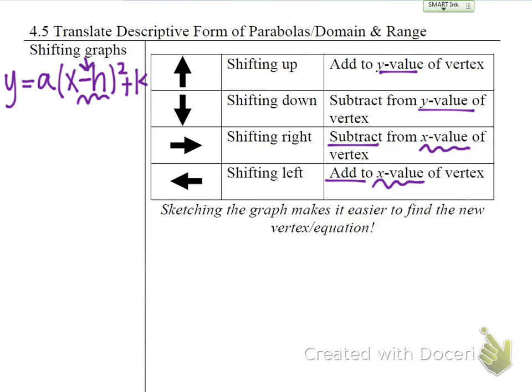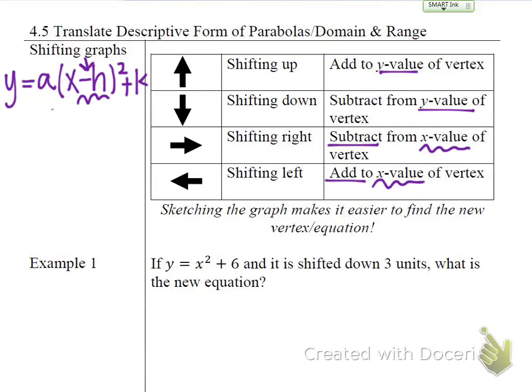Okay, so the y behaves exactly how we expect it to. When you shift up, you add. When you shift down, you subtract. But the x, because of that x minus h, is actually behaving the opposite of what you think. So when you're shifting to the right, you subtract, and when you shift to the left, you add. I always find that sketching the graph makes it easier, and then you can find the new vertex and plug it into vertex form to finish.